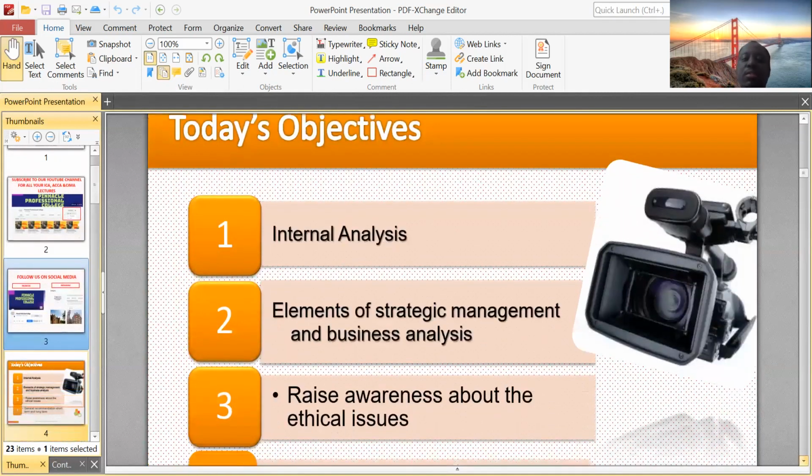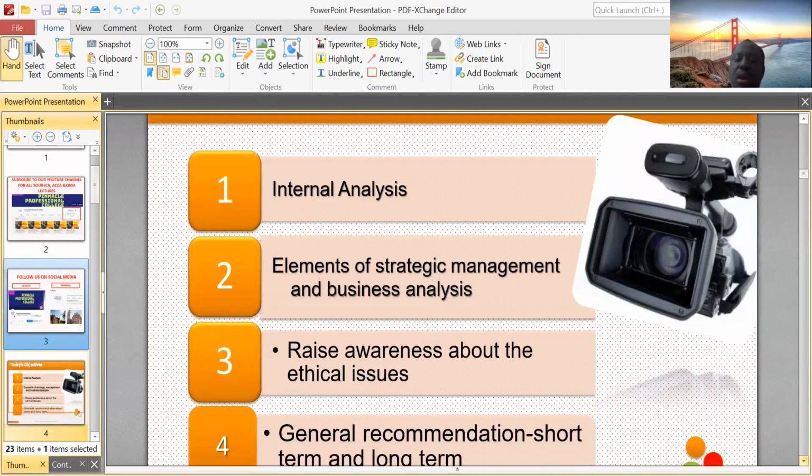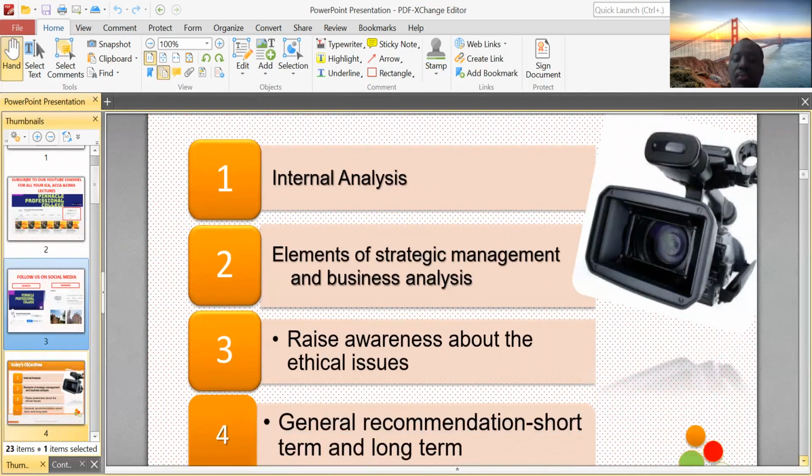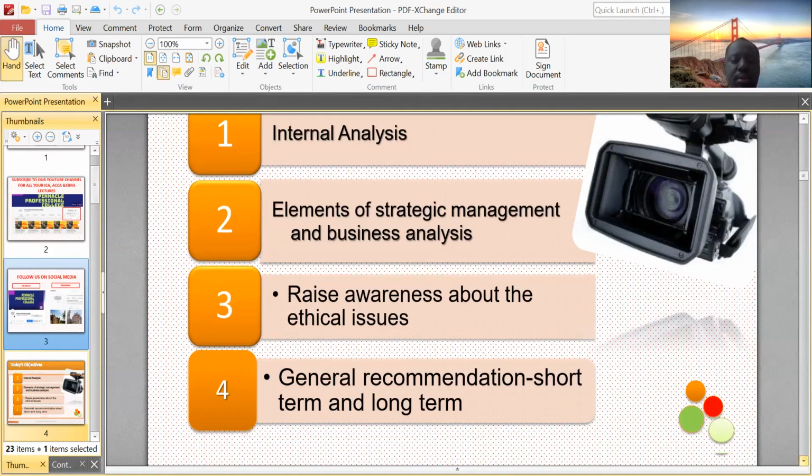So let's move into today's objectives. Today we'll be talking about internal analysis. Then we'll talk about the elements of strategic management and business analysis. If we have some time, we'll talk about ethical issues. Then we'll also give some recommendations, but we'll be focusing more on strategic models. So let's zone into that right away.